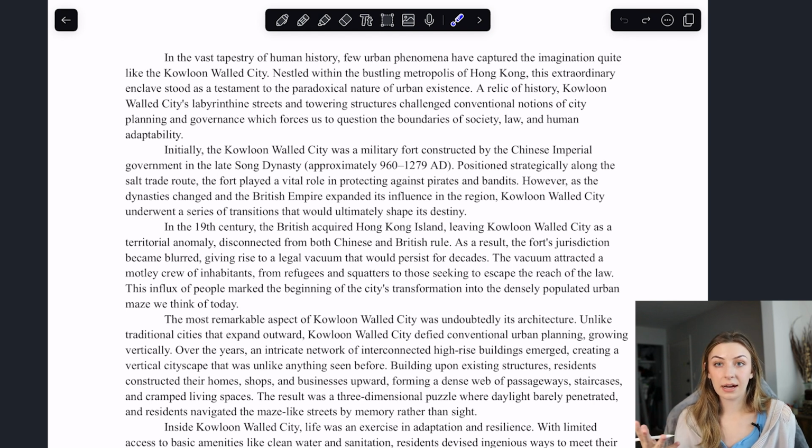Probably going to be about this Kowloon Walled City. I think this last sentence is pretty telling, saying that they challenge conventional notions of city planning and governance. We're questioning the boundaries of society. Like, wow, those are big words. I'm getting more tone here, right?